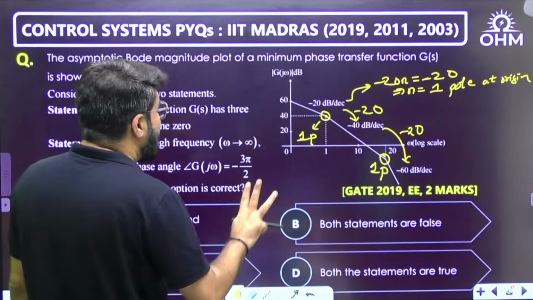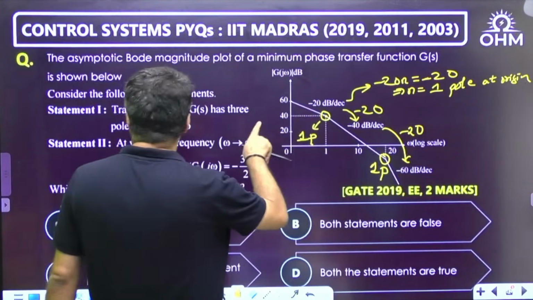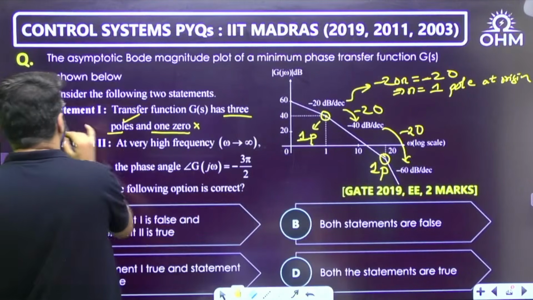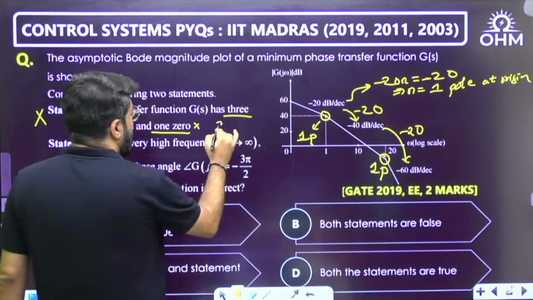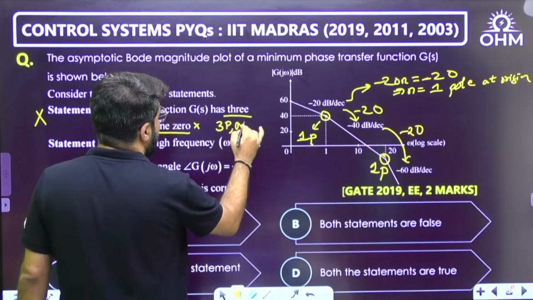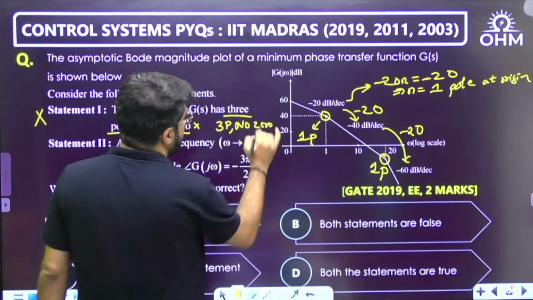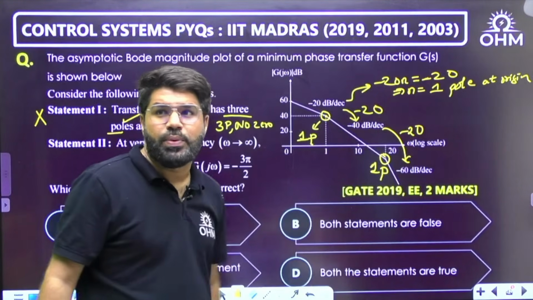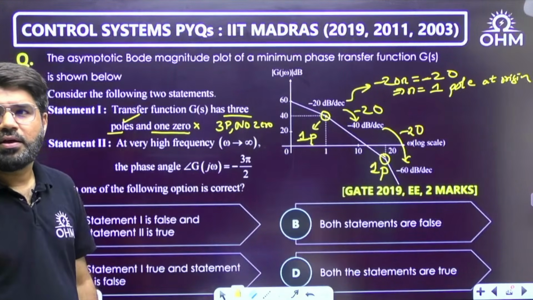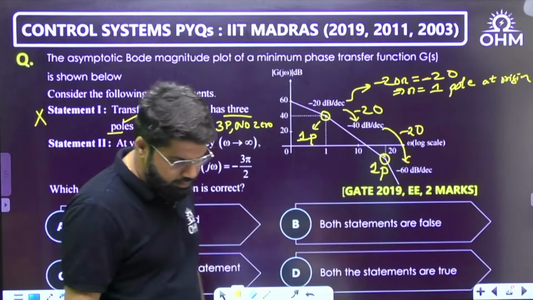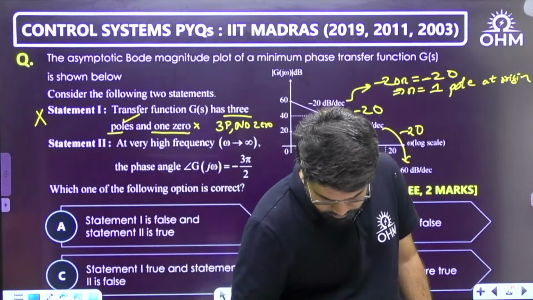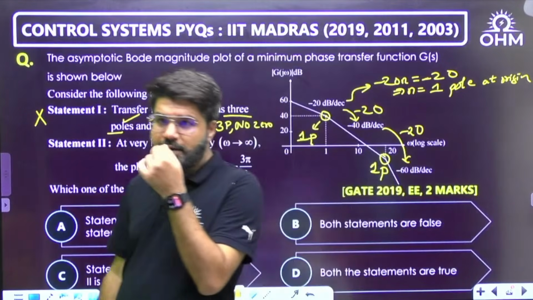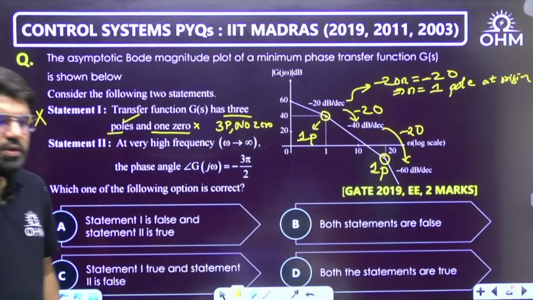So it has a total of 3 poles, and 1 zero is wrong. It has 3 poles, correct. So overall, statement number 1 is wrong. Overall it has 3 poles and actually no zero, because if there was a zero anywhere, the slope should have increased by plus 20. Okay, done.